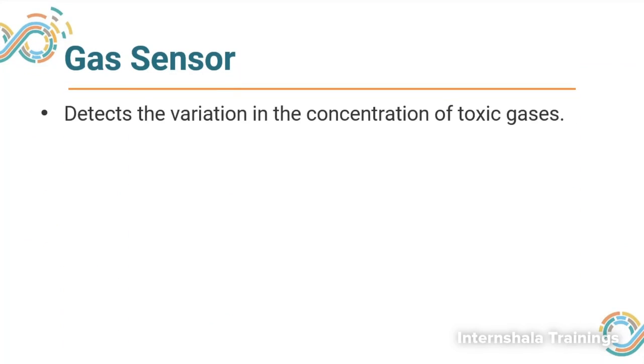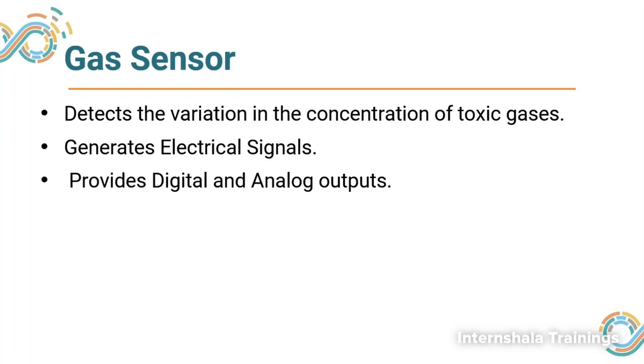Gas sensors basically detect the variation in the concentration of toxic or non-toxic gases around the sensor. They are designed for specific gases. They convert that concentration into electrical signals and provide a digital as well as analog output.